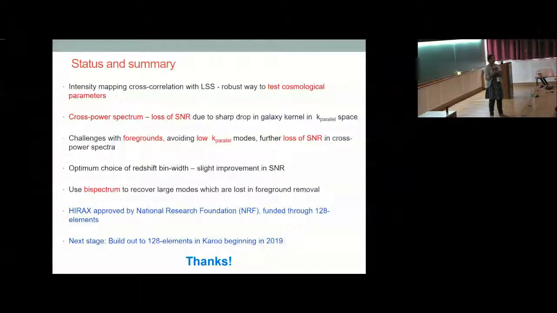Is that what you're asking? Whether you see the same if you do it in power spectrum? Yes, you see the decrease even when you do the 3D power spectrum, instead of CL. Right. When you plot the SNR, it's still lower. I see. Yeah.